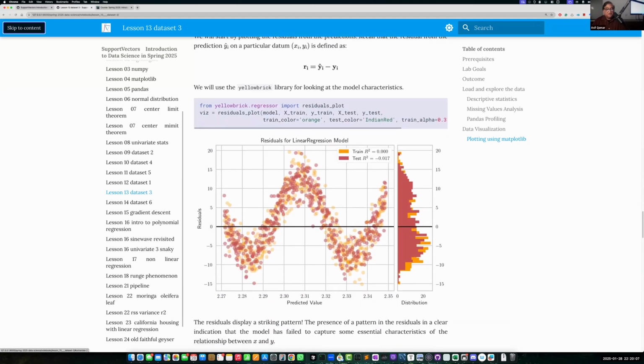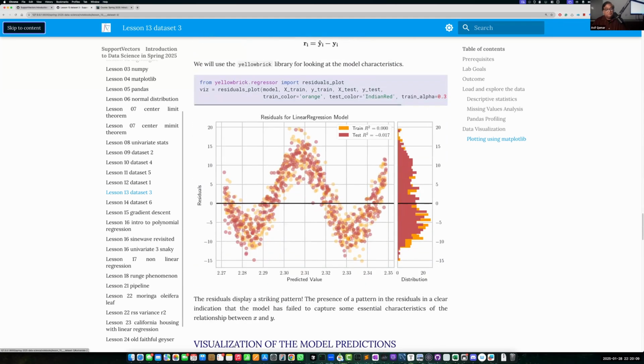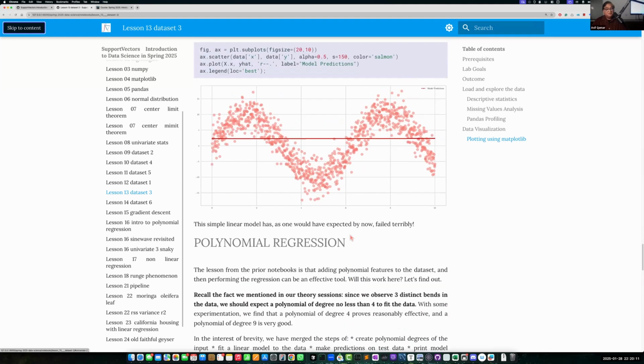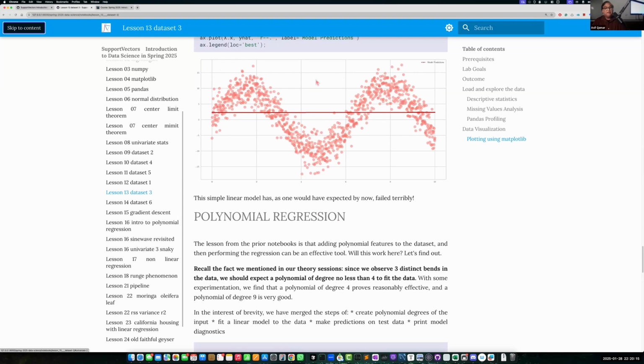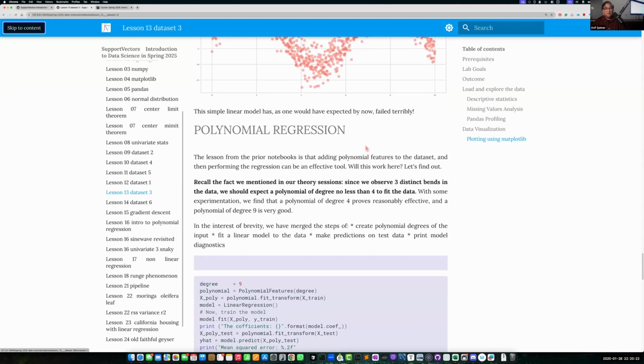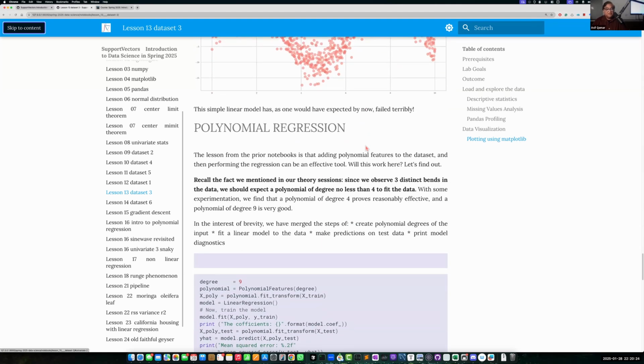So look here, look at the residual. If you do a linear model, it's really bad, right? So now looking at this data, how many bends do you see in the data, guys? Three. So what degree of polynomial would be a good fit? Minimum 4. So here, you can try it out.